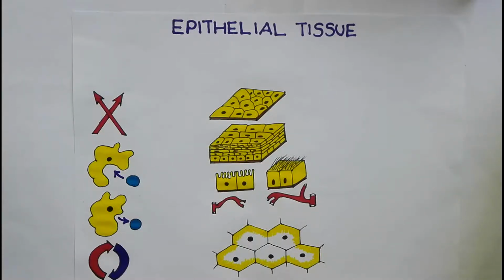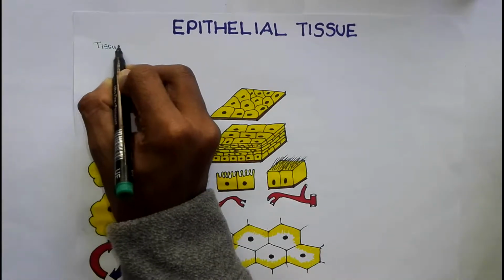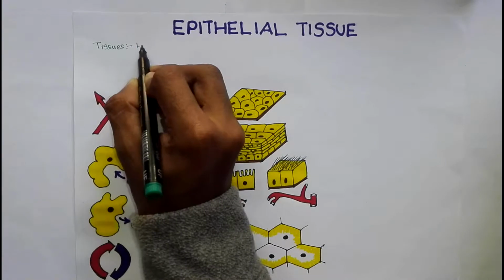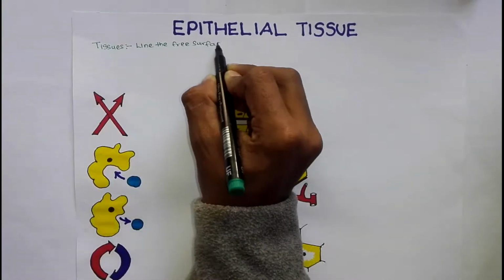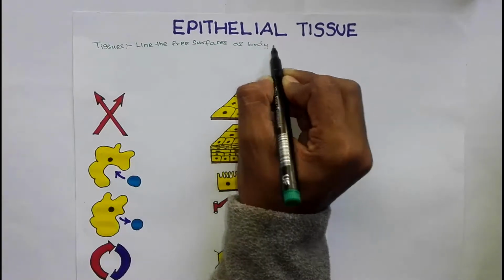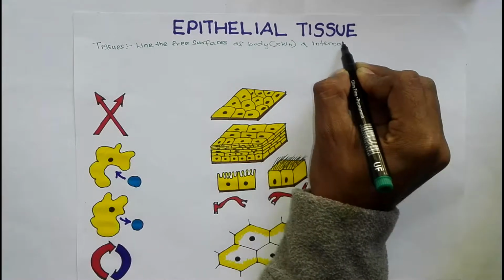Hello guys, today I am going to discuss epithelial tissue. Now, epithelia are the tissues that line the free surfaces of the body such as the skin and internal body cavities such as the pleura.